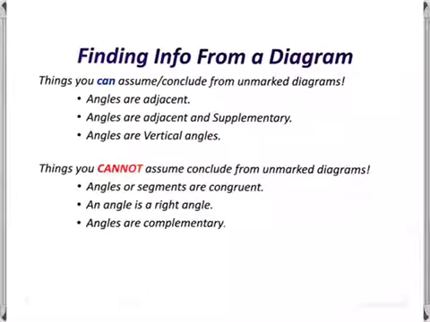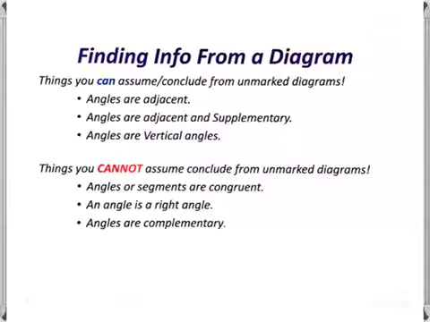When finding info from a diagram, things you can assume or conclude from unmarked diagrams include that angles are adjacent, because you can see that in the picture. They're adjacent and supplementary, because you can tell if they're touching and if they make a straight angle. And that angles are vertical angles. You can pick that out because you can see the intersection of the two straight angles.